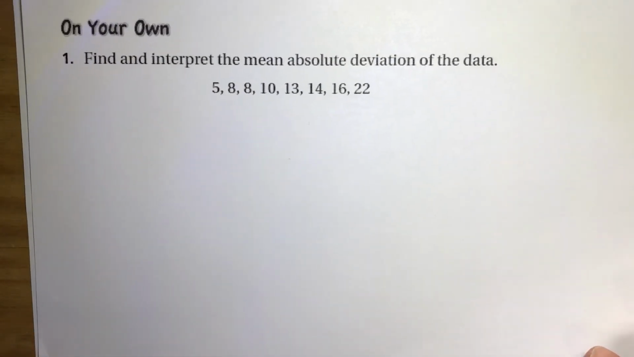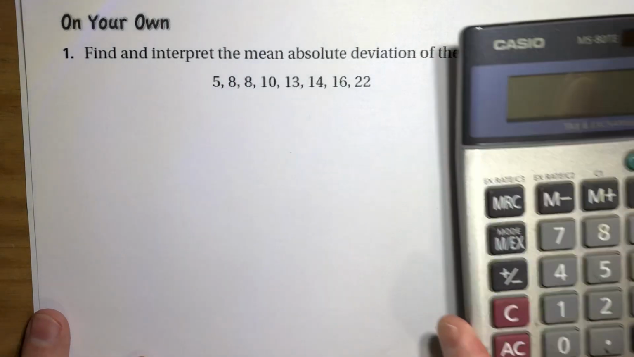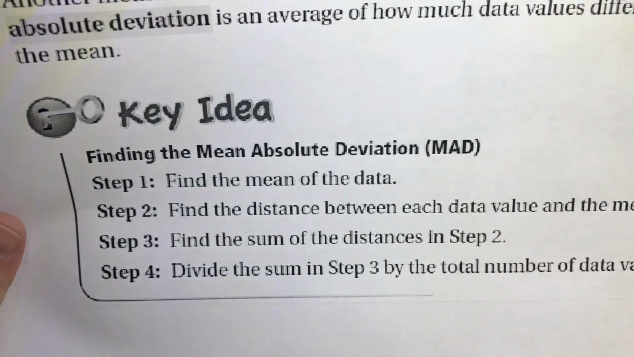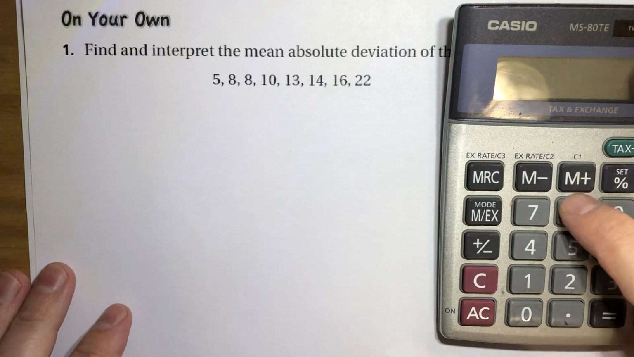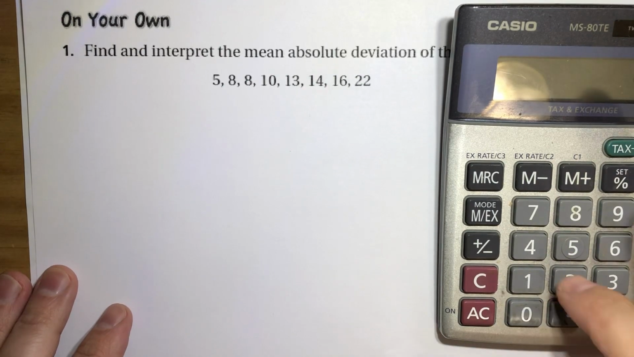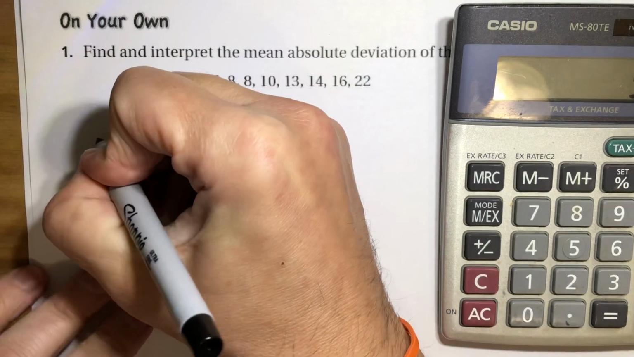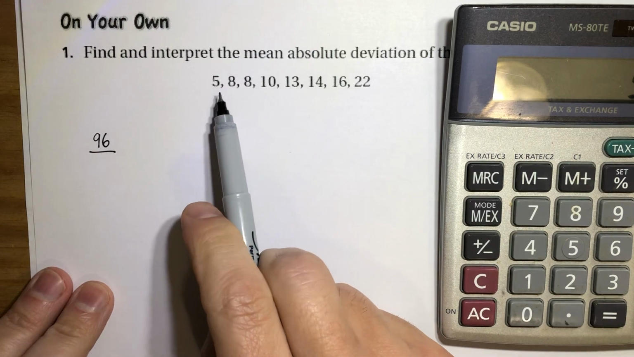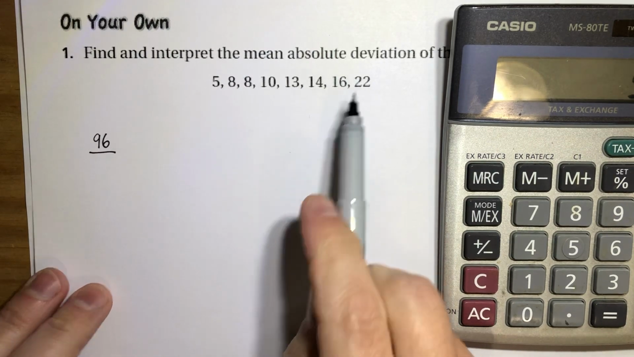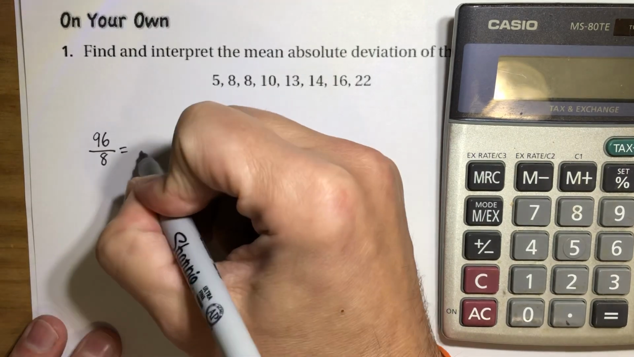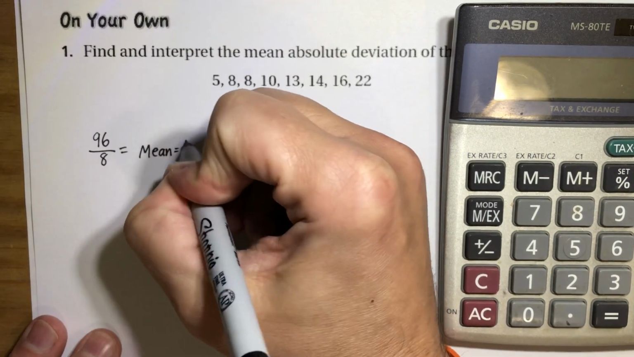We're finding and interpreting the mean absolute deviation of the data. So the first thing we're going to do is find the mean. Remember, the steps are, step 1, find the mean of the data. So 5 plus 8 plus 8 plus 10 plus 13 plus 14 plus 16 plus 22 gives me a total of 96, just like I did with all my means. I'm going to write that total, and then I'm going to count how many terms there are. 1, 2, 3, 4, 5, 6, 7, 8. So I'm going to divide that by 8. 96 divided by 8. That's a basic fact. So that tells me my mean is 12.